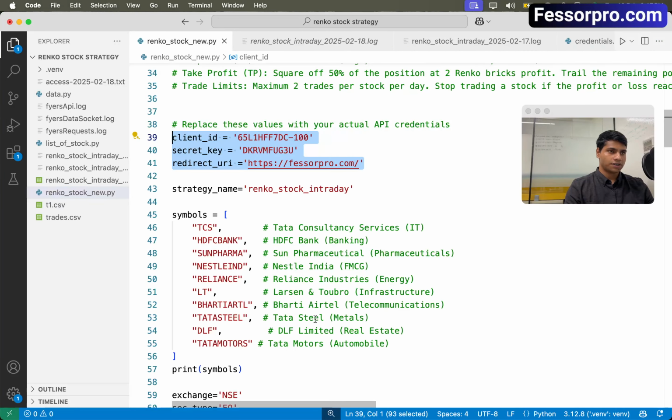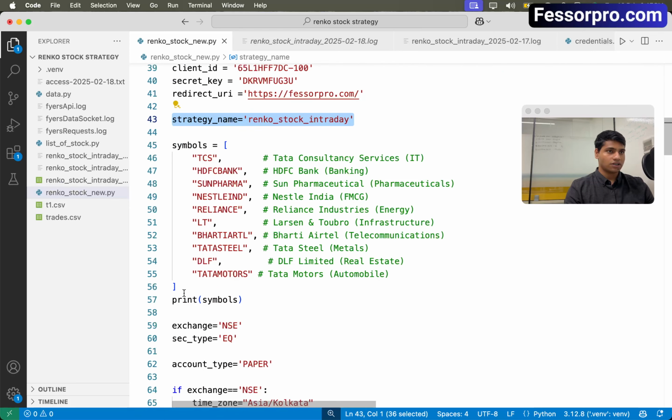Now let's try to understand the code. First we need the credential. I've added my client ID, secret key, and redirect URL. You can change it with your own credential. Then this strategy name is Renko Stock Intraday. You can name it whatever you want. I've named it Renko Intraday.